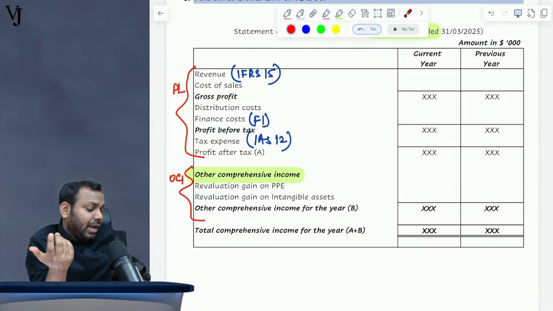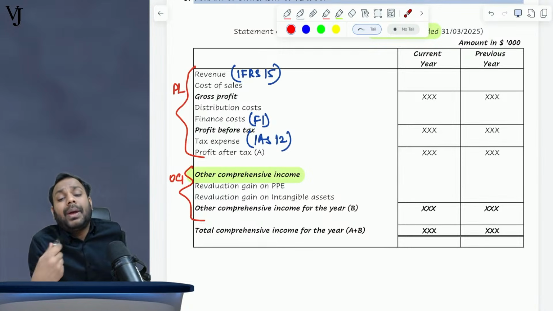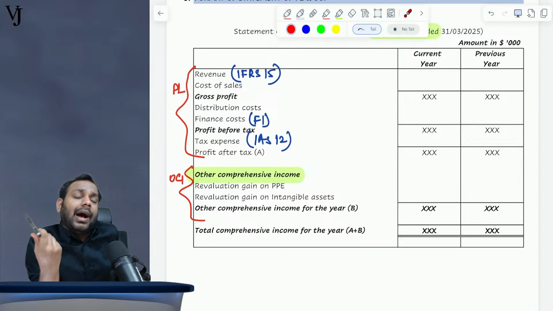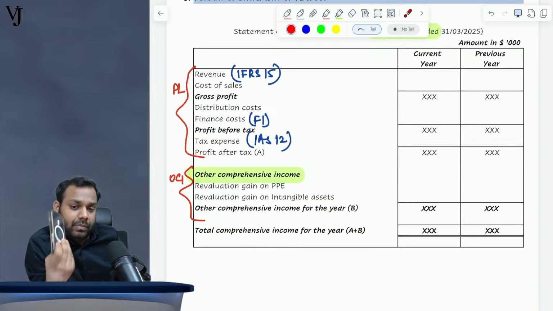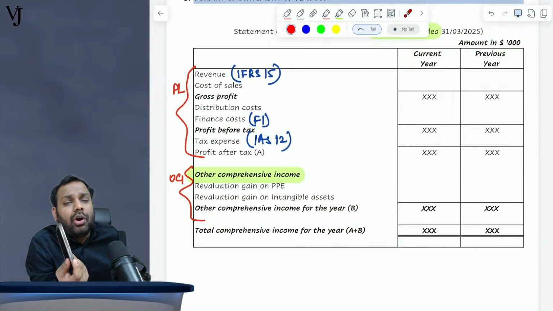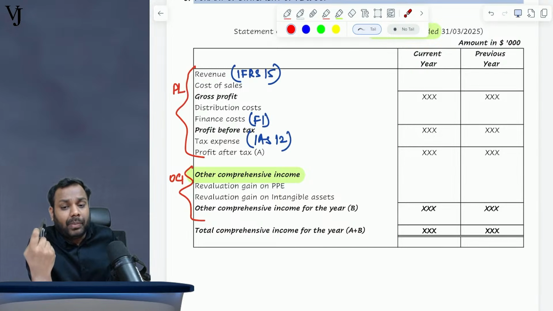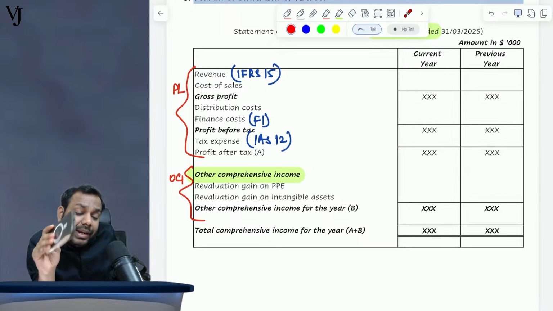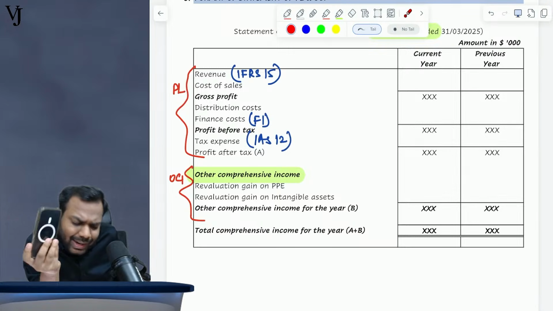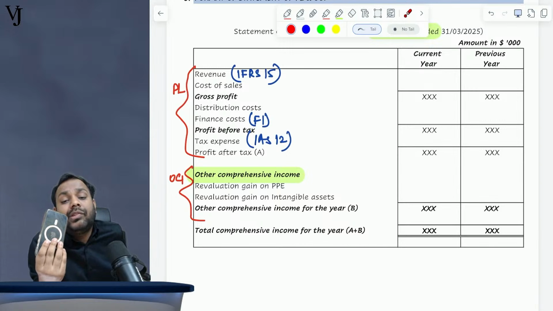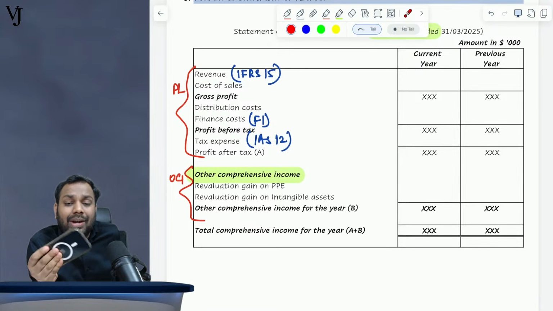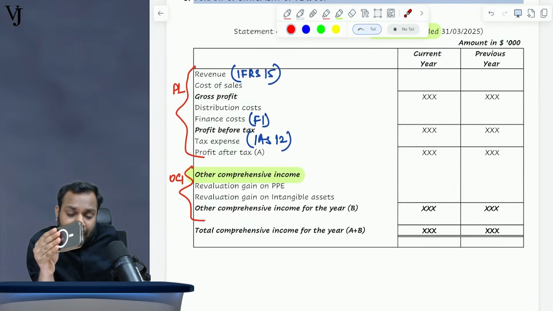Let's suppose I purchased this mobile phone for my personal use. I purchased this mobile phone for $10. Now what happened? I saw that in the market the price of this mobile phone increased. So in my financial statements, in my SOFP, I increased the value of this mobile phone to $12. What is the entry which I will pass for this? When I'm increasing the value of my mobile phone, what is the entry which I'll pass?